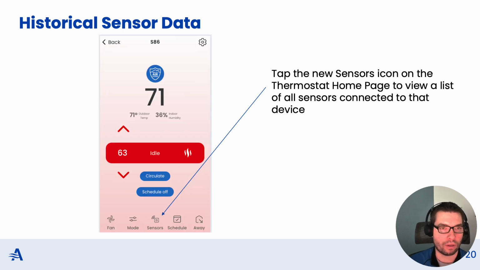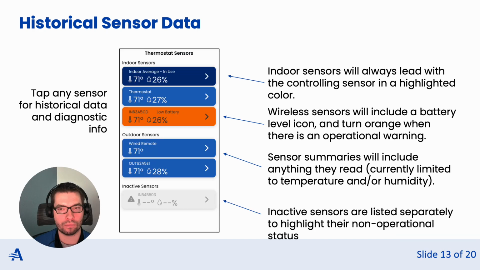So how do you get to the sensors page? There, we added a new icon. It's at the bottom of the thermostat homepage. If you tap that icon, it will take you to a list that shows you all the sensors connected for that device. The historical sensor data will look like this.